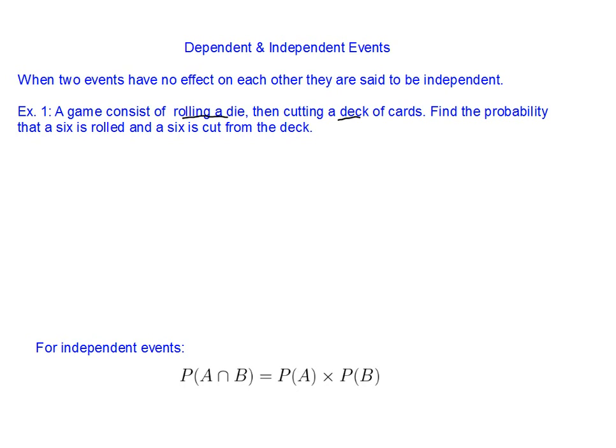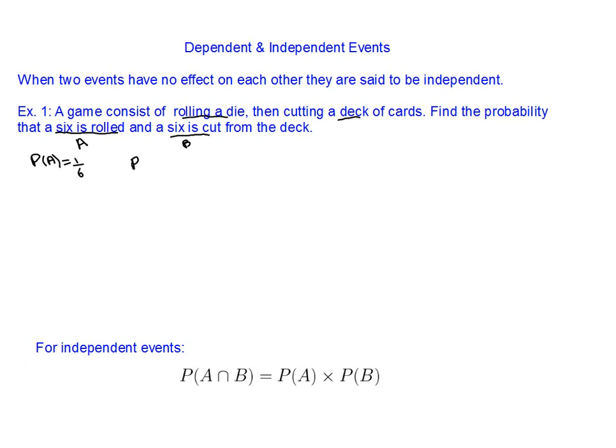Just for ease of this example, I'm going to call the 6 being rolled event A, and we'll call the 6 being cut event B. So let's look at the probability of A happening. The probability of getting a 6, there's only one 6 on the die out of 6 possibilities. Let's look at the probability of B happening.